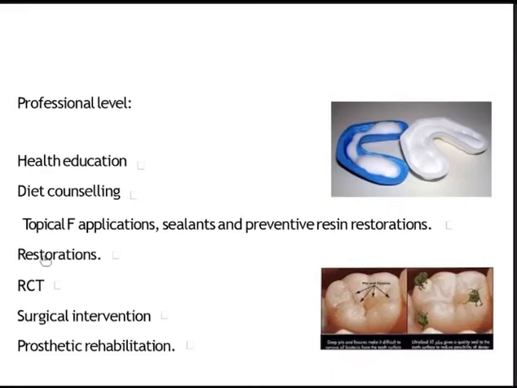Apart from that, other procedures: restorations come under secondary prevention. Root canal treatment, surgical intervention, and prosthetic rehabilitation all come under tertiary prevention. But in the dental office, you can provide primary prevention, secondary prevention, and tertiary prevention. All forms of prevention can be done in the dental office setup at the professional level. This is all about today's lecture.